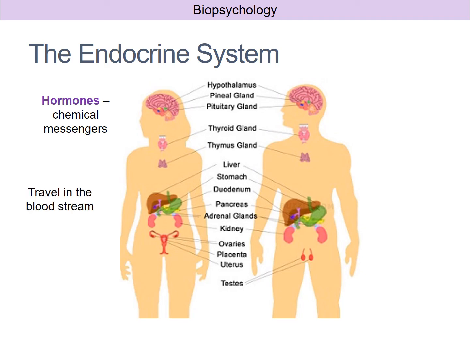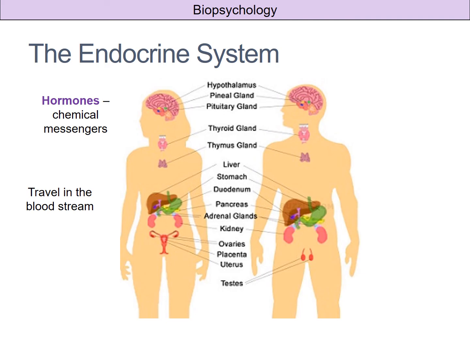Now, hormones travel in the bloodstream, so they go everywhere, and they are released from many glands and organs around the body. This diagram here just shows you some of the glands which release hormones. Some of them will be more familiar to you than others.